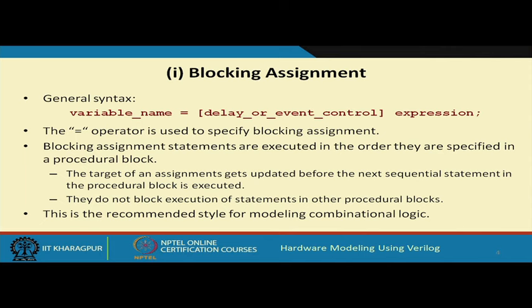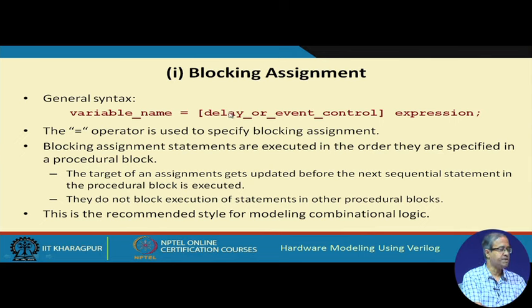Now, the general syntax is, on the left hand side you have the variable name of one of the types I mentioned, equal to, well, you can mention some kind of triggering event, like a delay, or an event like at some clock edge. Then variable name equal to some expression. So, for the time being let us ignore this. Variable name equal to some expression, this is the general syntax.